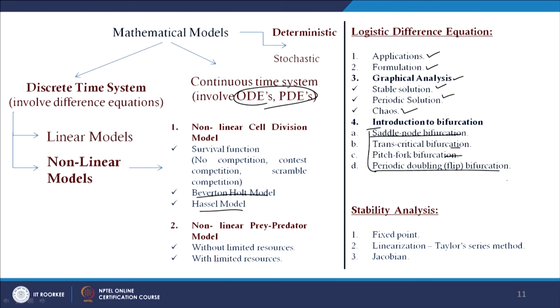Finally, we discussed the stability analysis based on fixed points, then the linearization using Taylor's method, and this stability analysis is studied by the Jacobian matrix form.